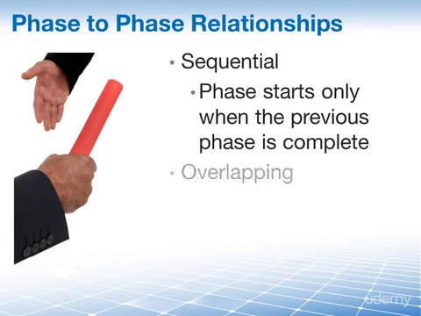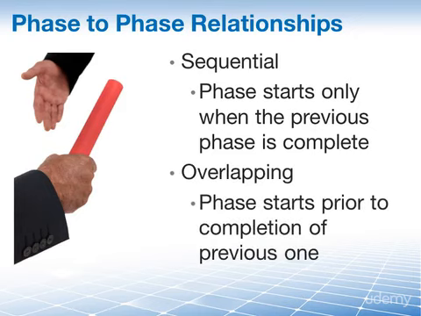On the other hand, you have the overlapping relationship. This is when a phase starts prior to completion of the previous one. This is sometimes also referred to as fast tracking, which is a method of schedule compression. Overlapping phases do have their downsides, though. It may require more resources to do work in parallel, risk is increased, and there is a chance of rework if work is done before accurate information is provided from the previous phase. Let's look at an example of each of these relationships in the next couple of slides here.